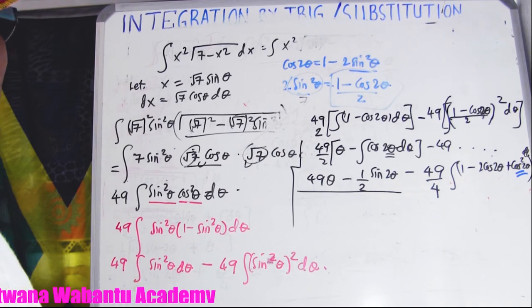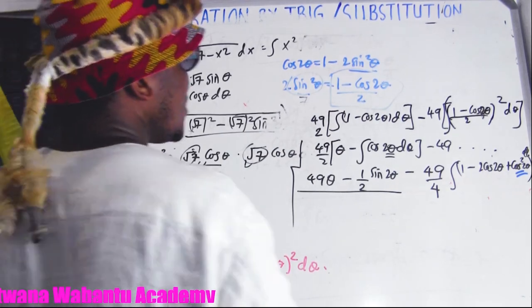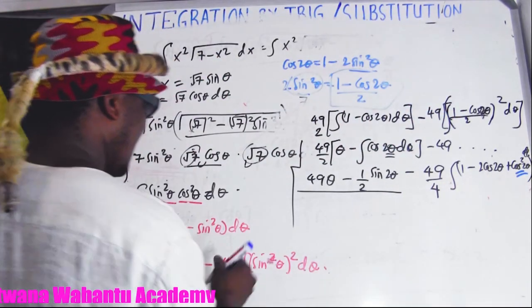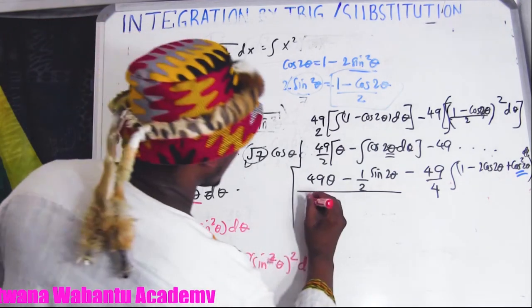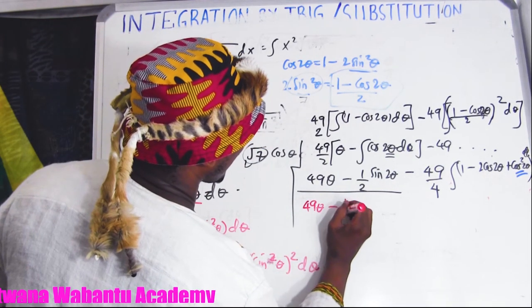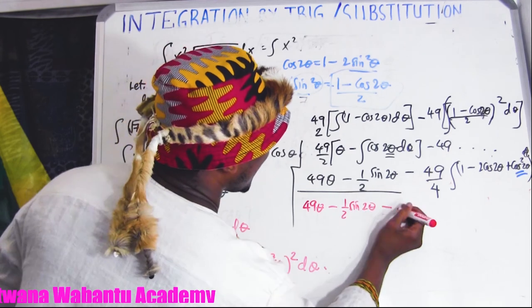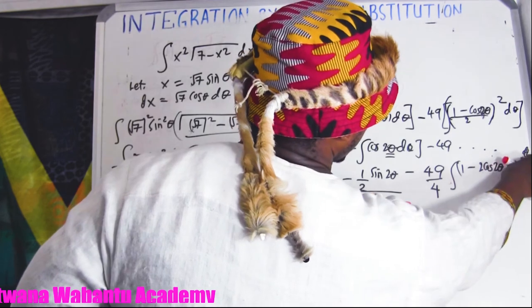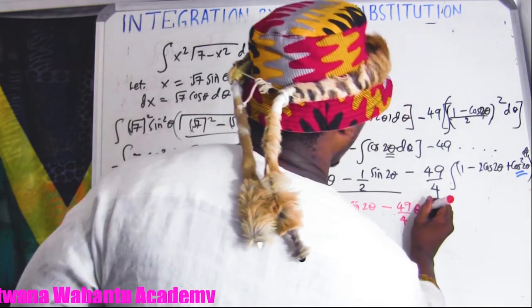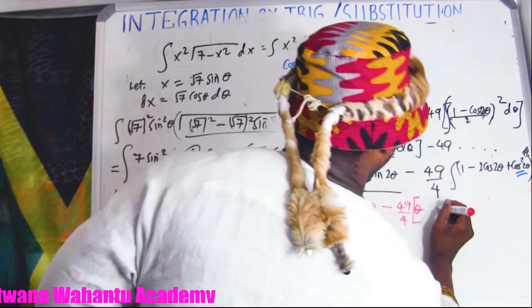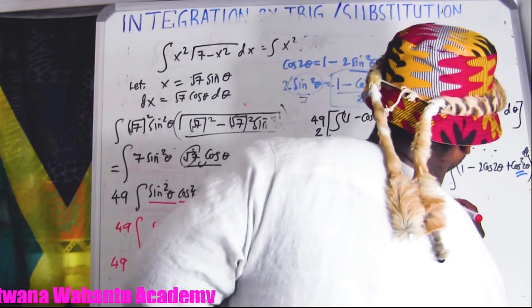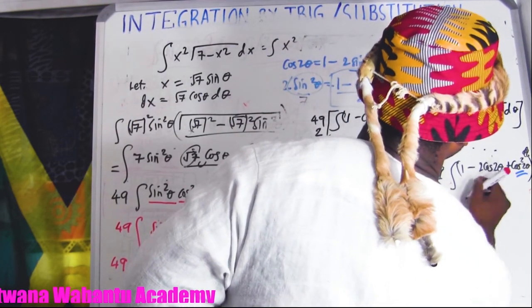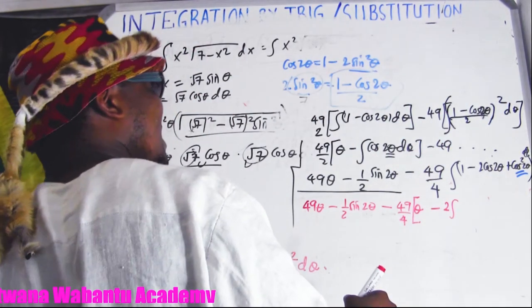It's easy. So, you know the strategy I'm going to use? I'm going to say, okay, cool. I can separate. So let me just separate. So this, let me say, 4, 9 theta minus a half, minus 49 over 4. When you integrate 1 d theta, it's going to give you theta. Now, minus. 2 is going to go back, and then the integral, of course, of 2 theta. Should I do it straight away? I think I can do it straight away.